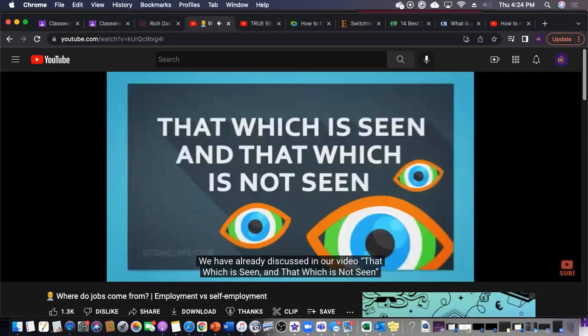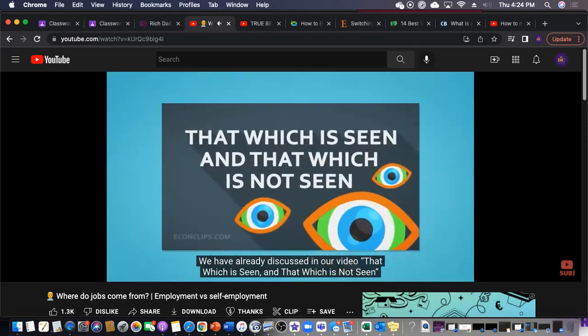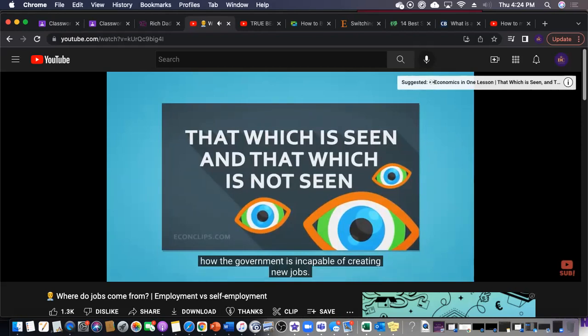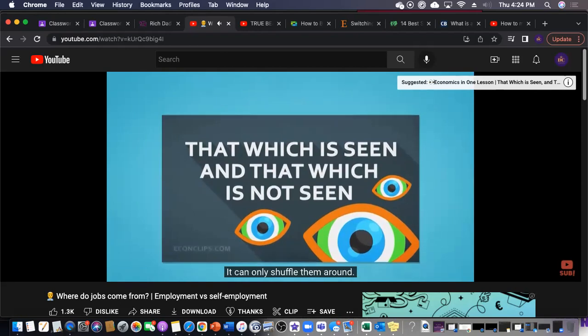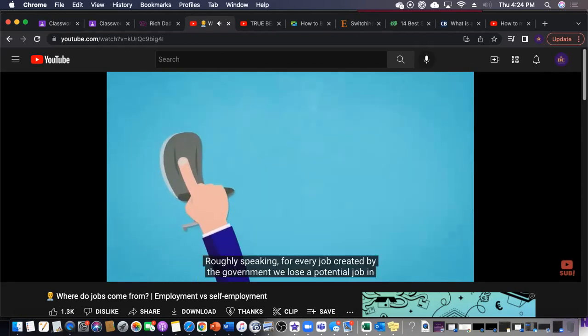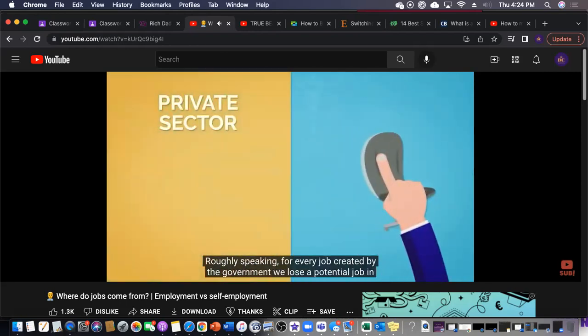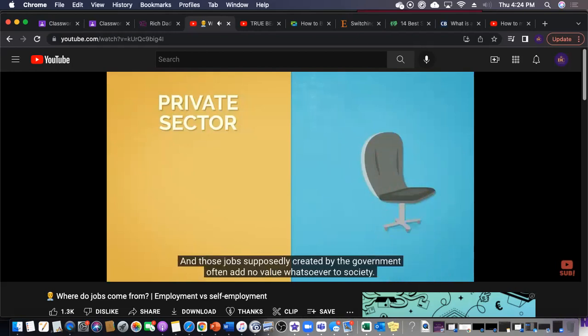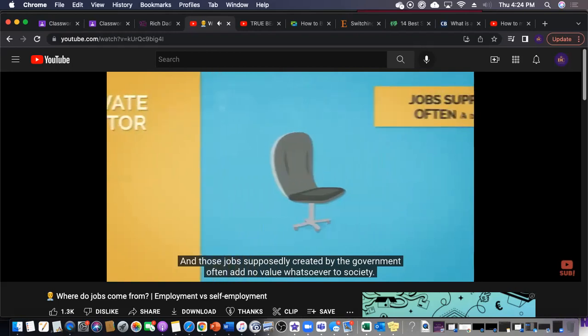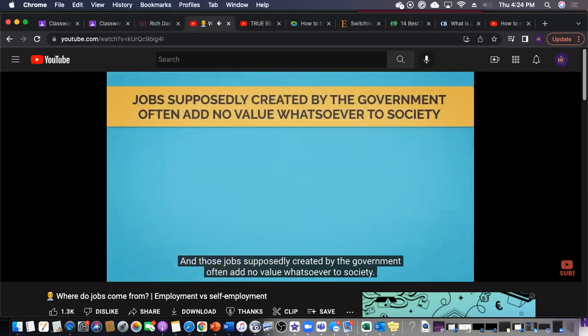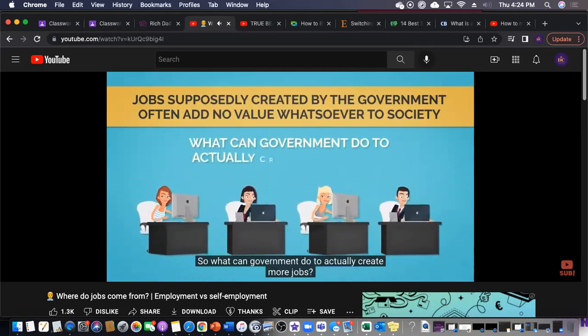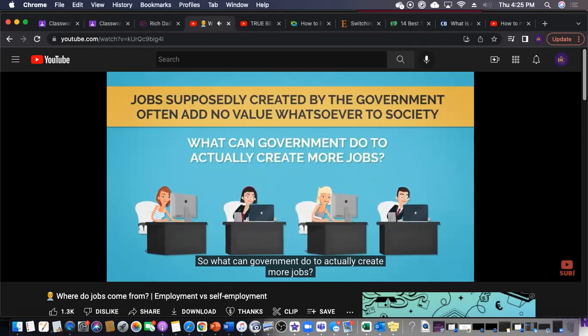We have already discussed in our video that which is seen and that which is not seen, how the government is incapable of creating new jobs. It can only shuffle them around. Roughly speaking, for every job created by the government, we lose a potential job in the private sector. And those jobs supposedly created by the government often add no value whatsoever to society. One convincing example is excessive bureaucracy. So what can government do to actually create more jobs?